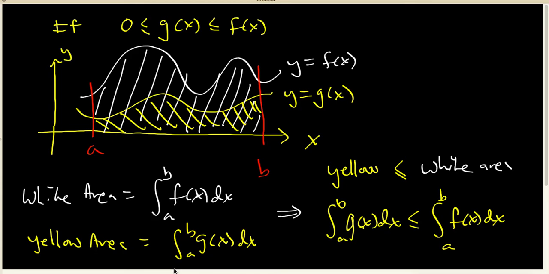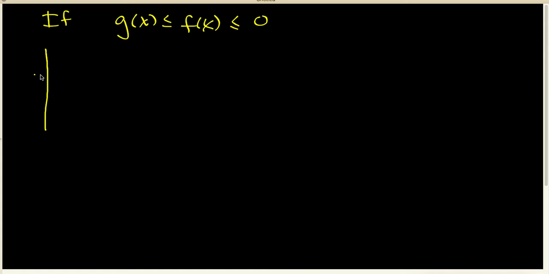Well, now I want to think about what happens if the two functions are below the x-axis. So what about the case where g of x is smaller than f of x, and f of x is less than 0? Well, let's again think about drawing what's going on here. So here's my xy axis, and this time what I want to notice is that f of x is closer to the x-axis than g is, so I'm going to draw f first.